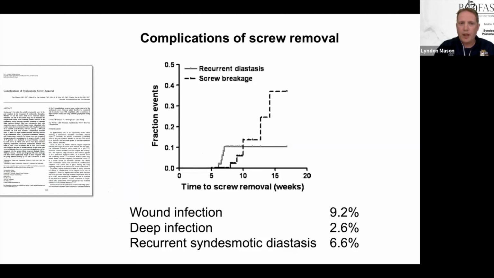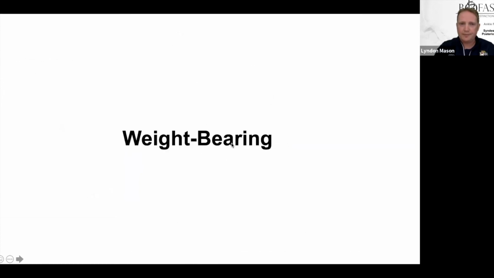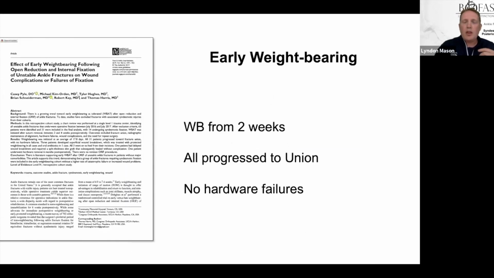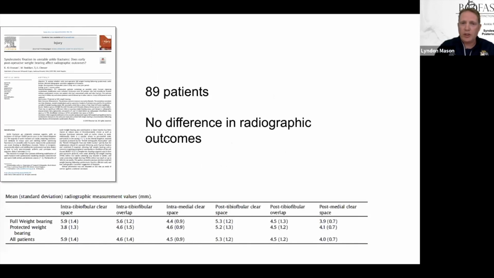Complications of screw removal. So this paper showed that up to 10% had wound infections afterwards, of which 3% had a deep infection, and also recurrent syndesmotic diastasis in 5 to 10%. I thought this was a pretty good graph that they showed, that if you took it out even too early, that's when you had your diastasis. Weight bearing. So there's 2 papers that show that weight bearing from 2 weeks does fine. If you weight bear your syndesmotic fixation, they all progress to union, no hardware failures. And this one, no difference in radiographic outcomes if they weight bore compared to if they didn't.